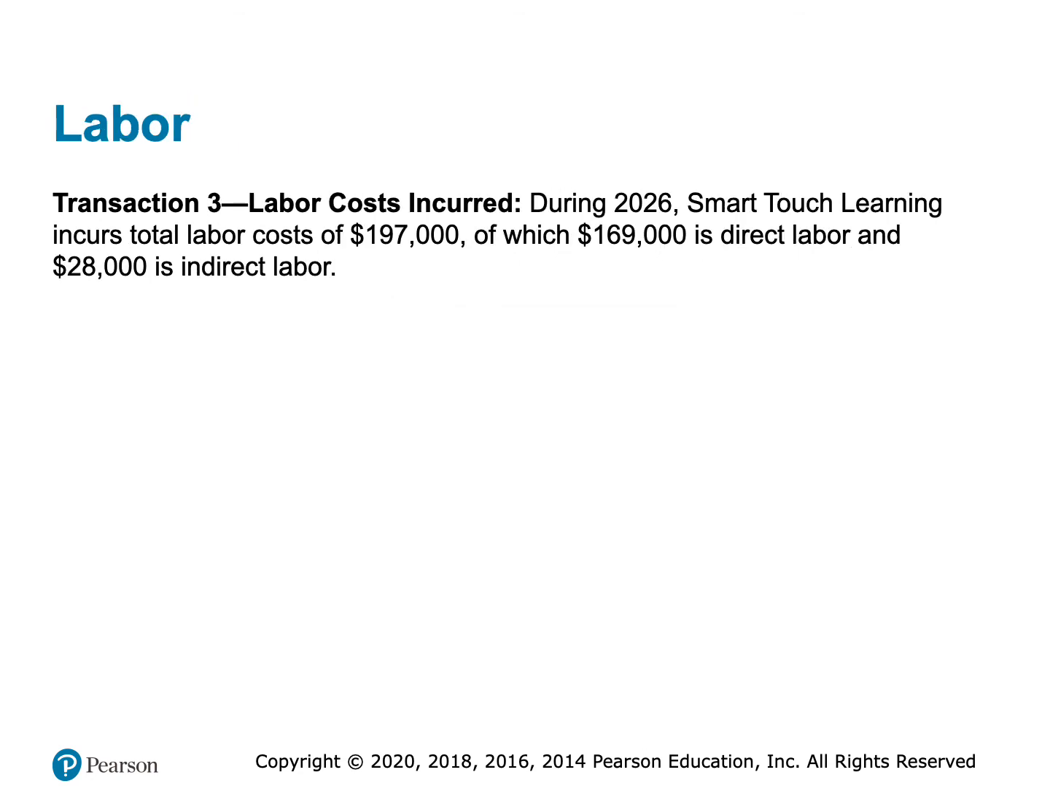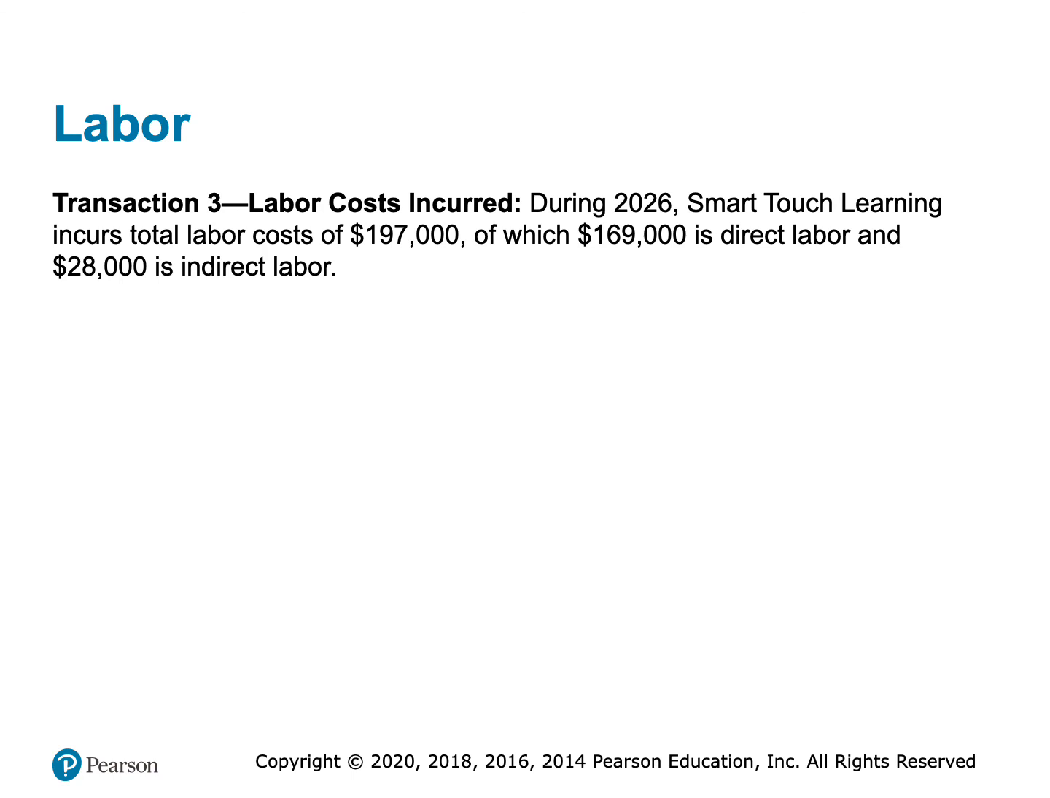So our next entry is we're told that labor costs were $197,000 for the year. $169,000 of that was direct labor and $28,000 was indirect. We learned back in financial accounting that when we pay wages, when we pay for labor, we would debit salary and wage expense and credit salary and wages payable. However, these are now product costs, not period costs. So we're not going to debit an expense. We're going to debit an asset.